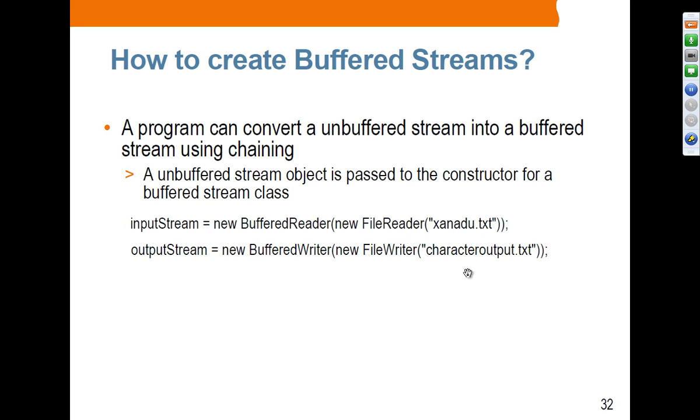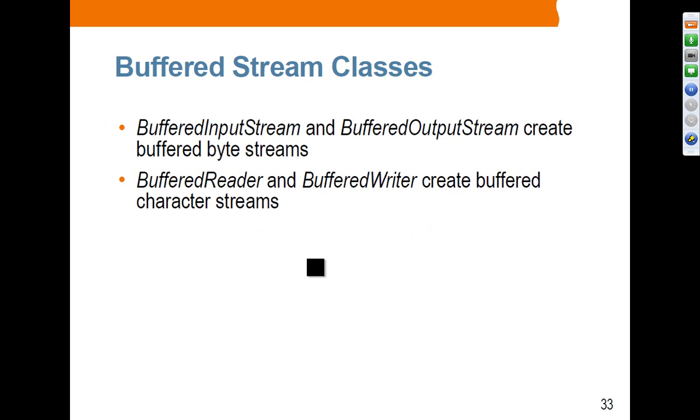So this is what you do. Again, this is an example we have seen before. We created a file reader object, and then we chain the buffered reader with it. So that we now have an input stream that is going to be providing buffered input streaming, and the output stream here is going to do writing in a buffered fashion. Okay, so providing better performance. Buffered input stream and buffered output stream are for bytes, and buffered reader and buffered writer are for characters.